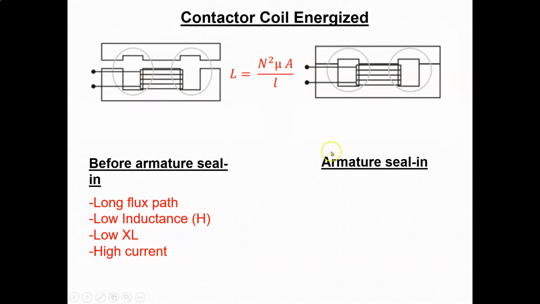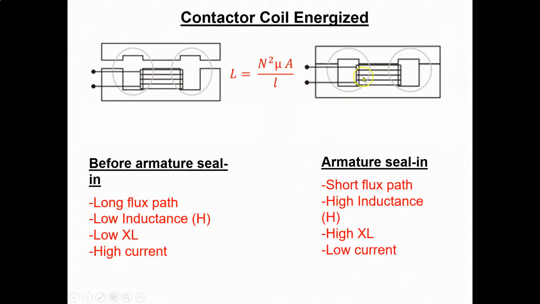So after the armature seals in, that path for my flux to travel through shortens, so a very short flux path. We have a higher inductance, so in henries. So again, your flux path goes down, inductance is going to increase. We have a higher XL, and we have a lower current. So what happens is, if I have a higher inductance, I'm going to have lower current. If I have lower inductance, I'm going to have a higher current.